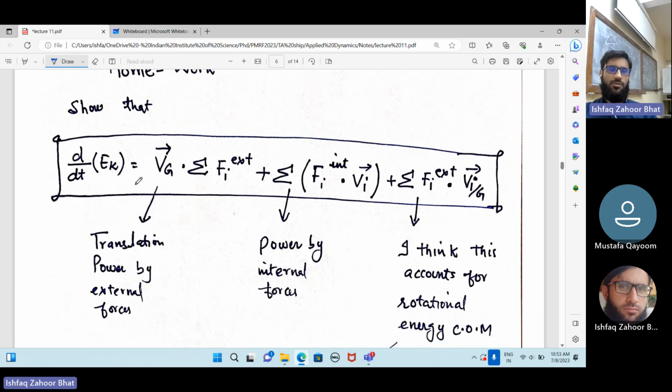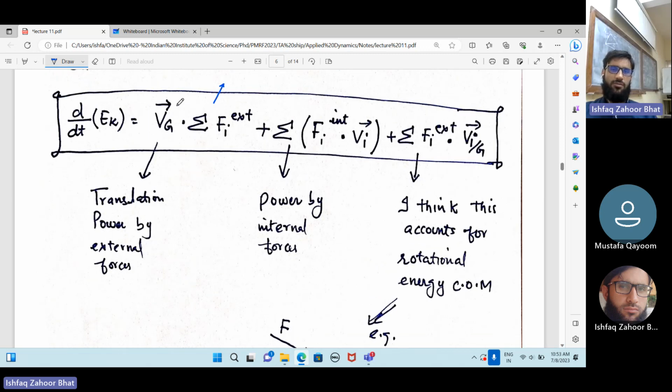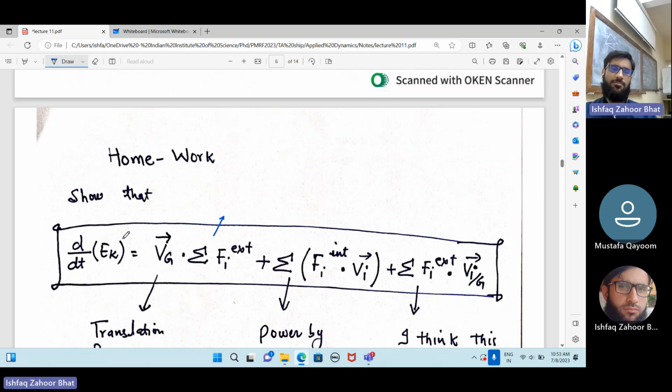When you work it out, you will find that the rate of change of the kinetic energy is VG dot the summation of F_i external, which is the rate of change of the first term of the kinetic energy, and we have already worked that out. Now the second term in that E_K expression was something like this: 1/2 m_i v_i squared, with v_i with respect to G.